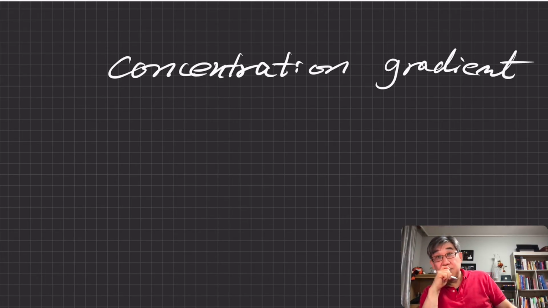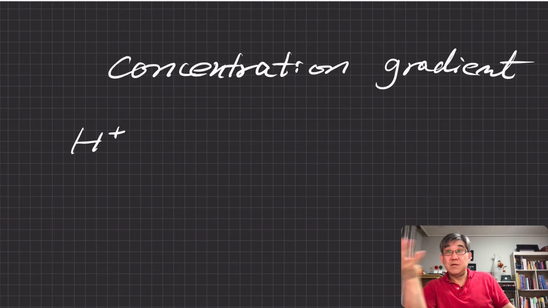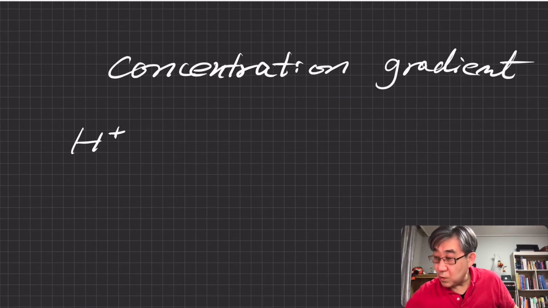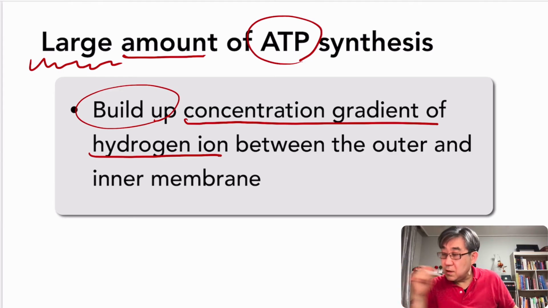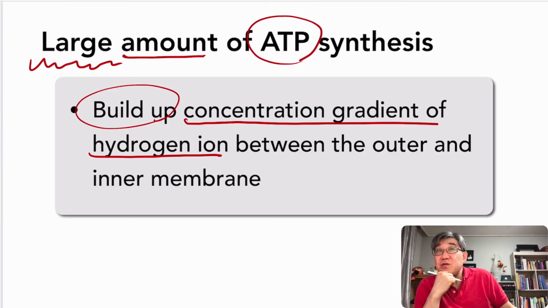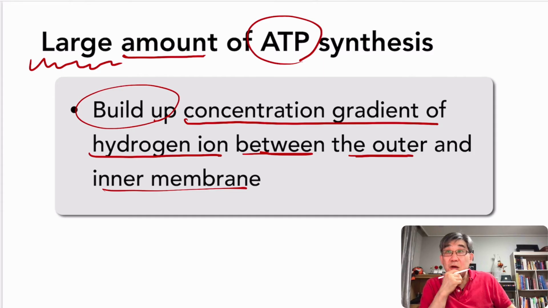Here what we are talking about is the hydrogen ion concentration gradient. What it says is there will be a build-up of a concentration gradient of hydrogen ion between the outer and inner membrane. What do I mean by that?